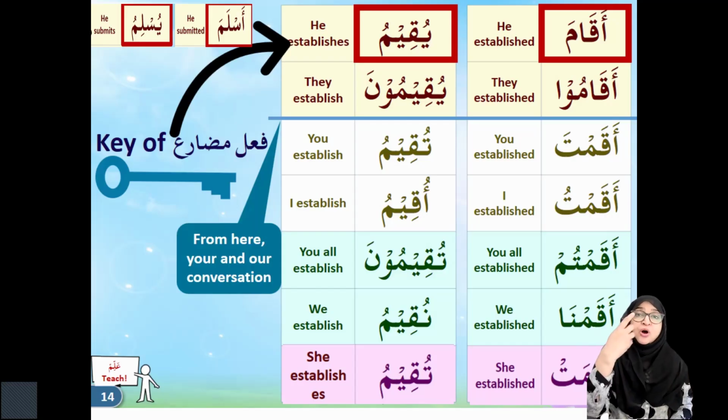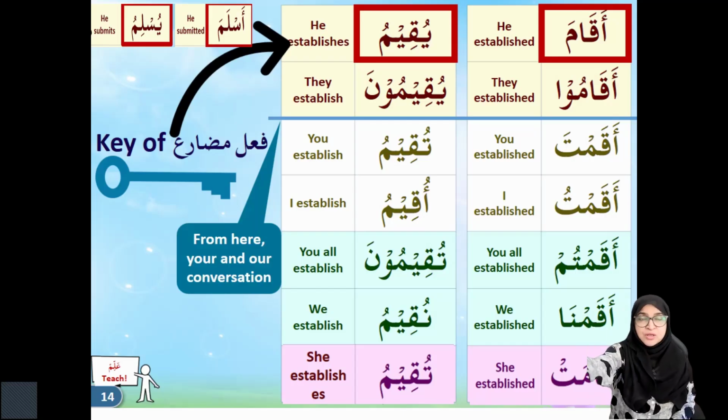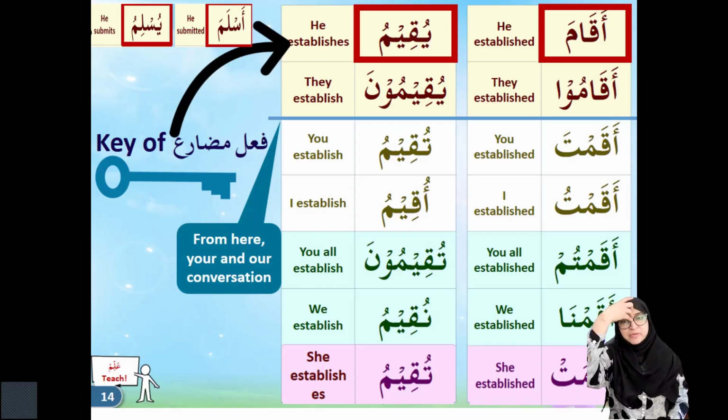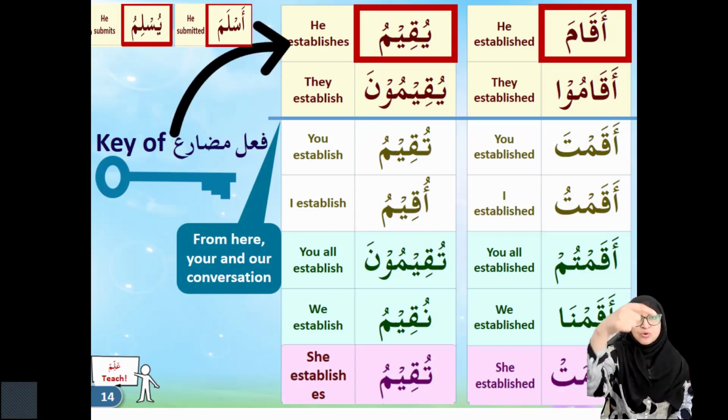And then you all establish, tuqimuna. We all establish, nuqimu. Tuqimuna. Nuqimu. You all establish. We all establish. So let's practice these six together. Yuqimu, yuqimuna. Tuqimu, uqimu.